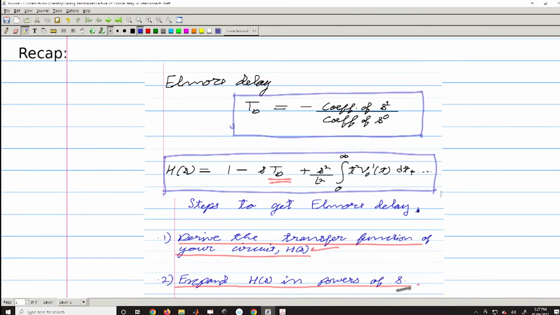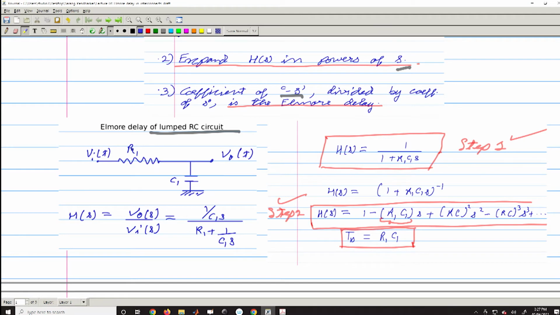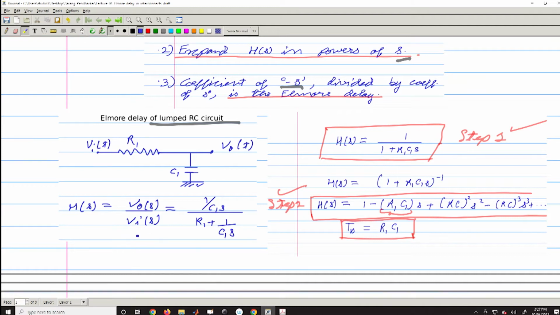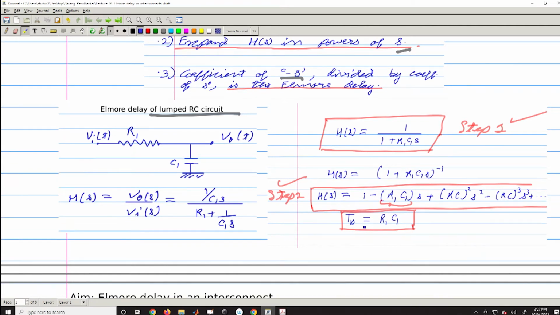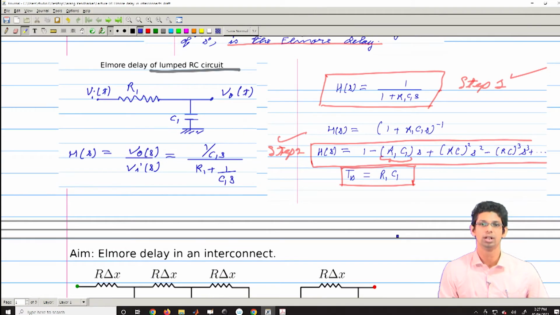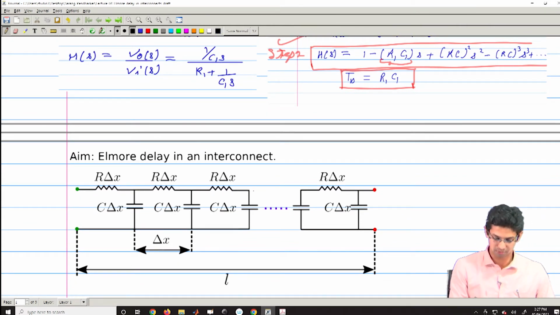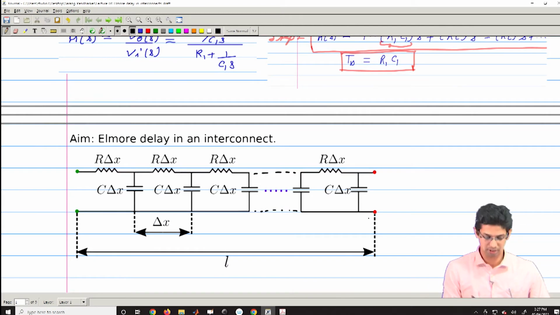So, here is a quick recap of where we stopped. In the last lecture, towards the end, we solved the RC circuit like this. For that, we computed the transfer function, we expanded it in the powers of S, and we got the delay TD like this. Now, what is our aim? Our aim is to get the Elmore delay of an interconnect, and for our interconnect, we have a structure like this. We had solved this in the limit x going to 0. So, in that case we got a diffusion equation.